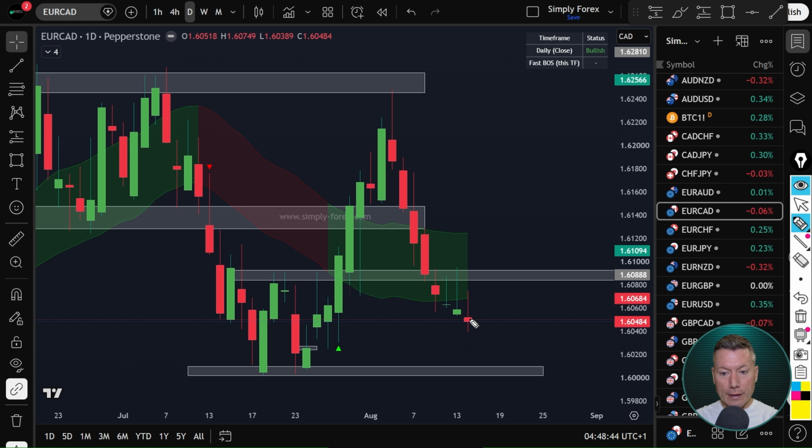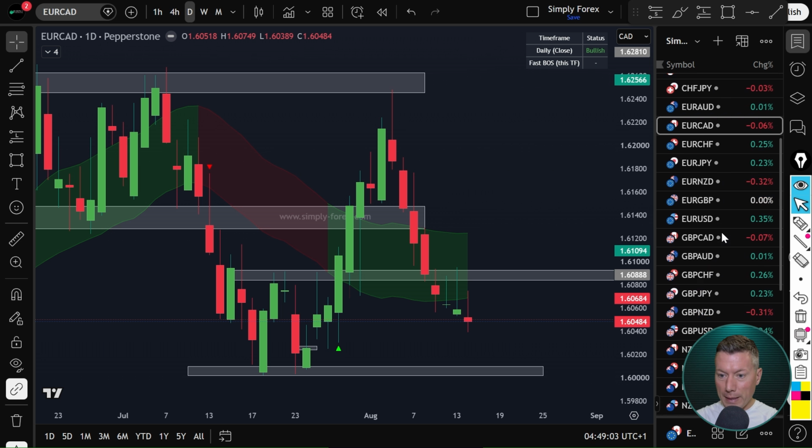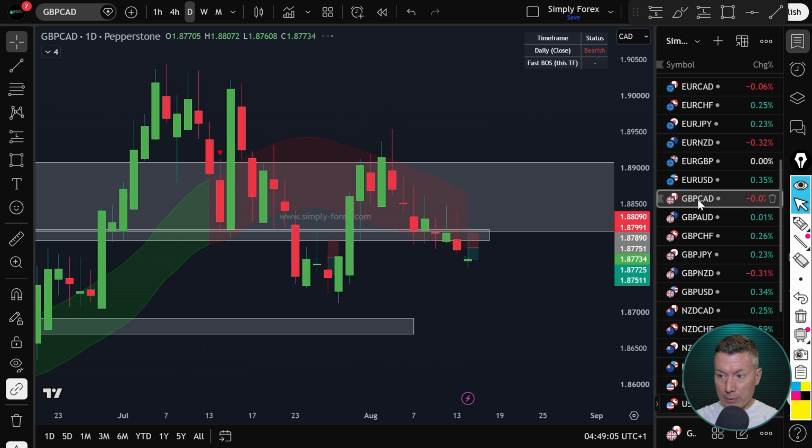If we don't get that retrace, guys, it means there's no value, right? If price just does that, I don't have a trade, and I'm fine with that, right? There's no value in this, but if we get that pullback, then I'm very much interested. So Euro Canadian dollar sells. Let's move on to pound pairs now, and let's look at pound Canadian dollar. We like this one as well.